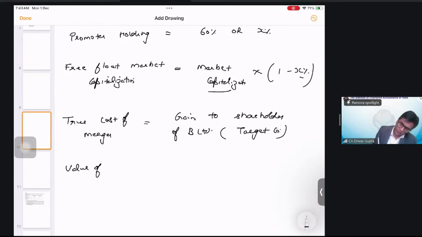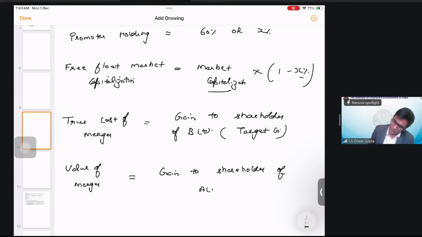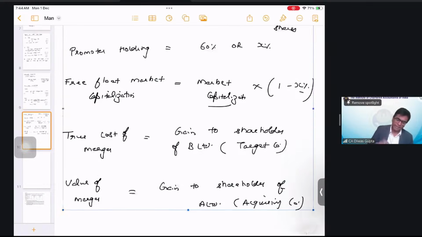And sometimes the question can ask you that what is the value of merger? It is actually the gain to the shareholders of A Limited, which is the acquiring company, students. Okay, clear?